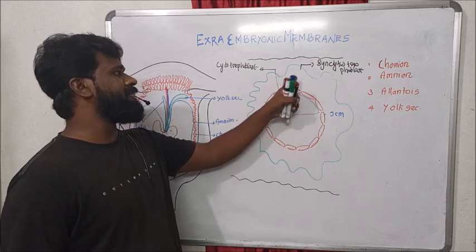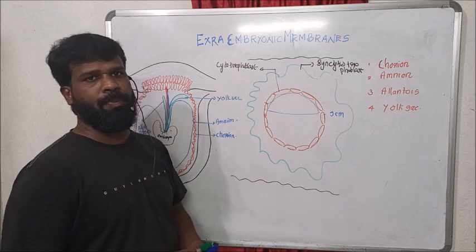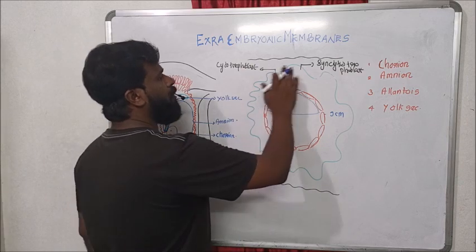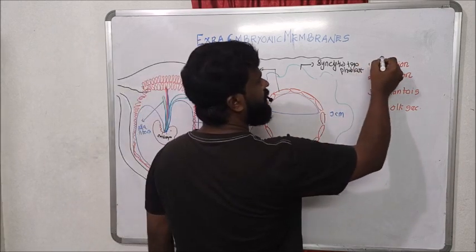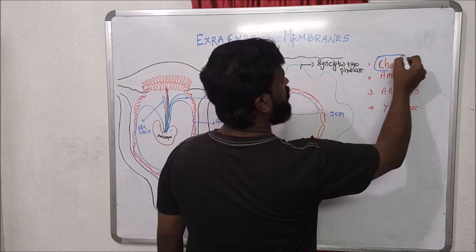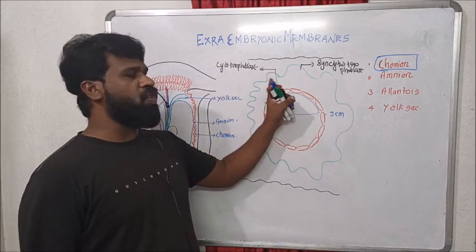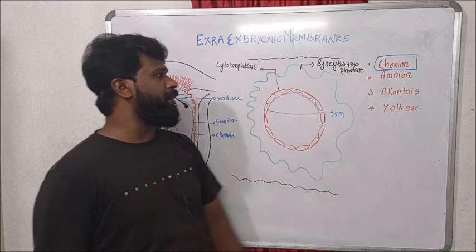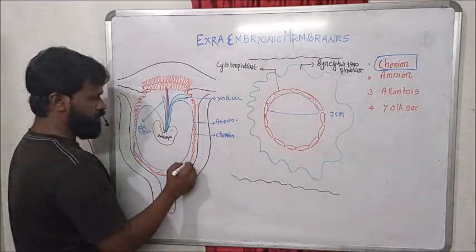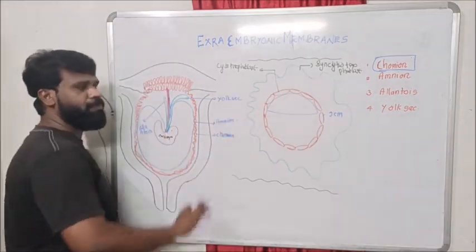This trophoblast, the cytotrophoblast and syncytial trophoblast, is modified as the outer extraembryonic membrane, chorion. So this trophoblast will become the extraembryonic membrane chorion. So this chorion is formed from trophoblast.